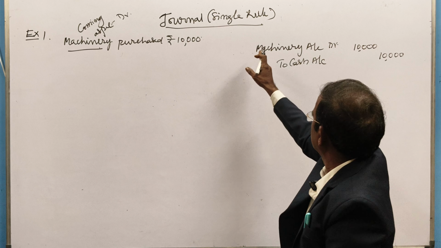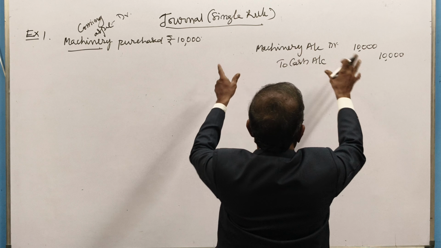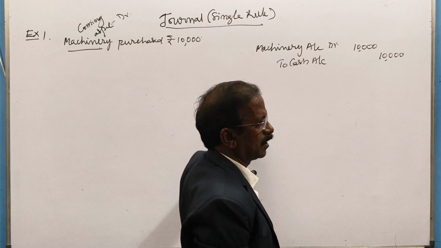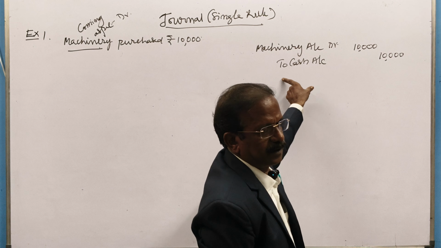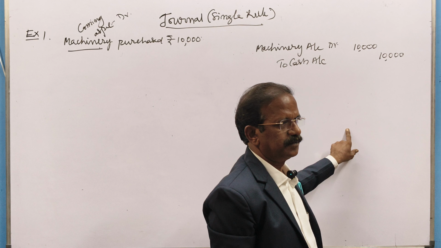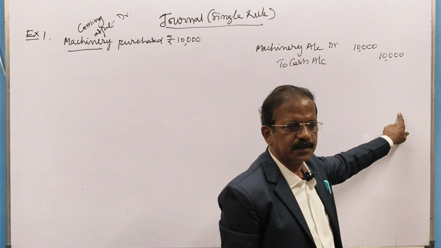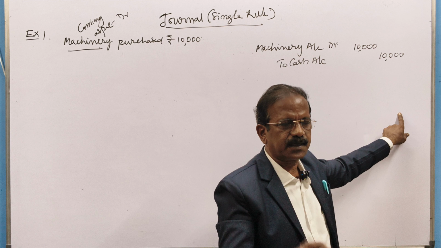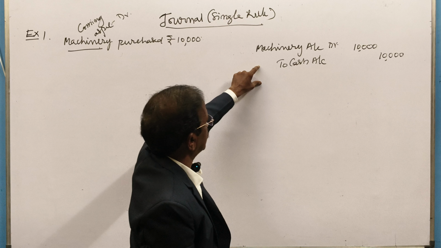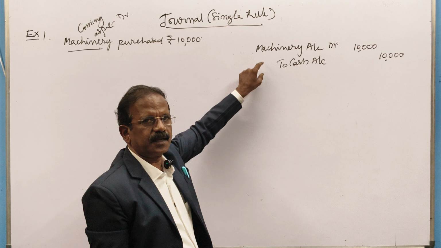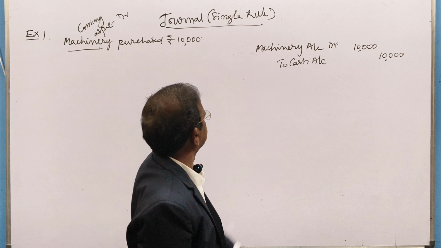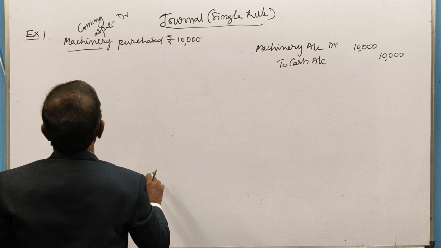Here I am not ruling this, means format. You might be knowing this format. First date column will come, then particulars column will come, then LF column will come, debit column, credit column. If you see the books, you will understand the format. Now there will be some brief description under this entry: being machinery purchased for cash. I am not writing that.